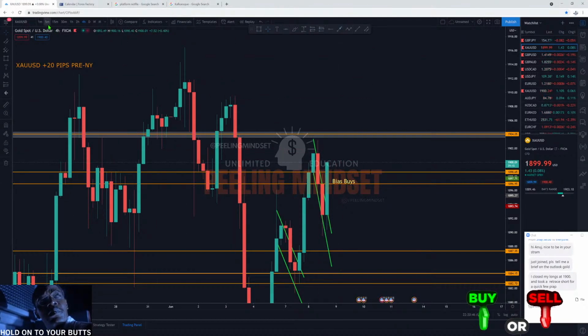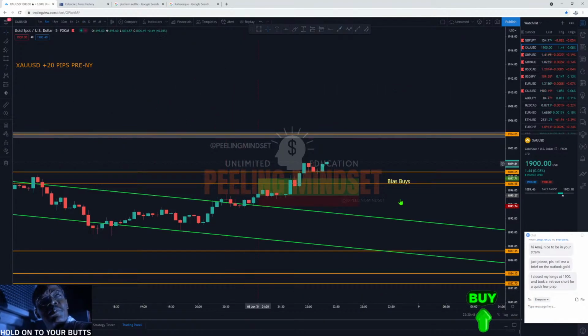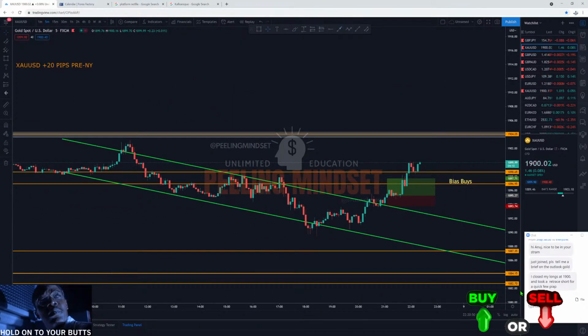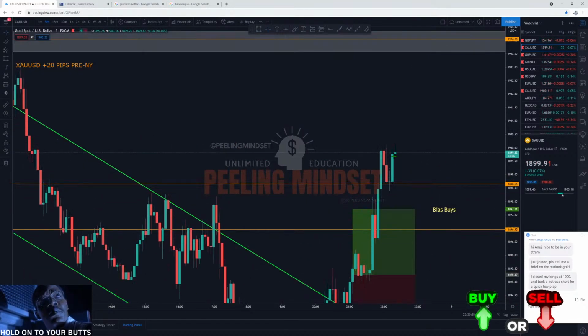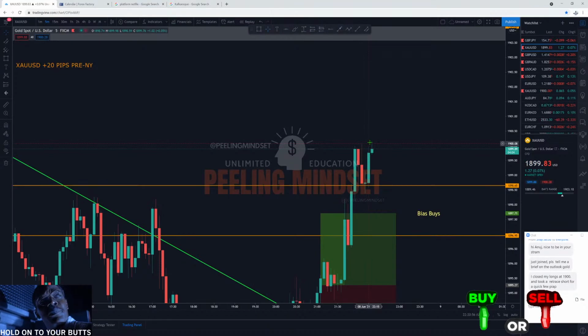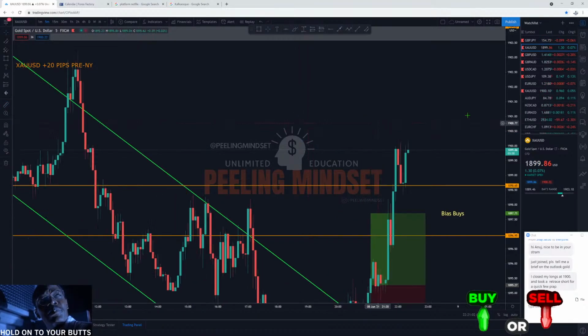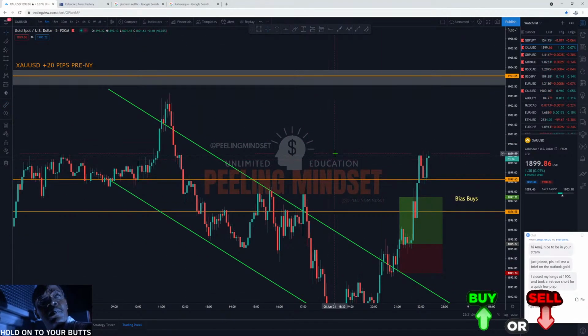But for the people who are happy securing 10 to 12, 15 pips, this could be an ideal entry right here on the break of the high. That could be a possible entry. Yeah, I'm going to stay out of this position.